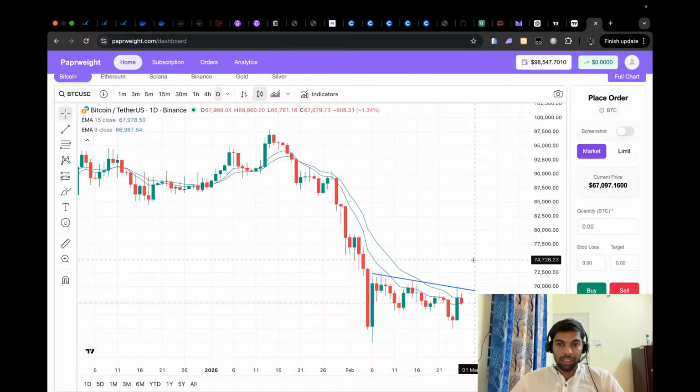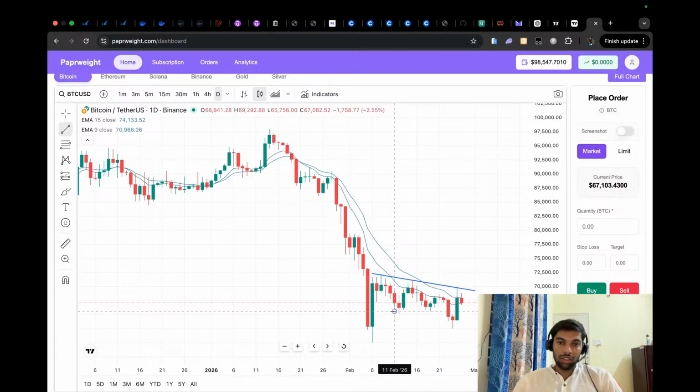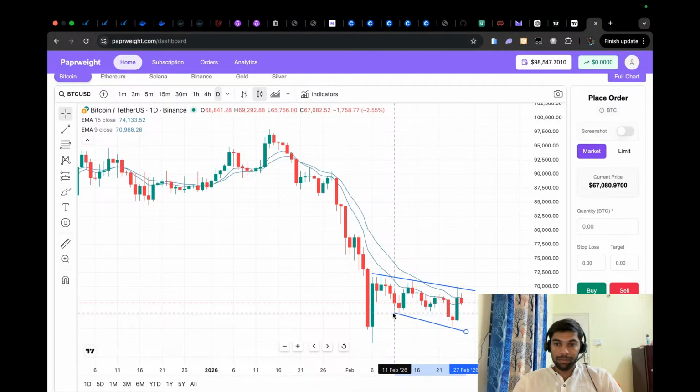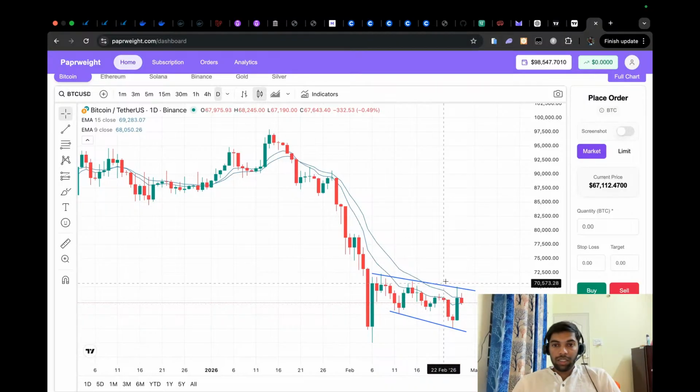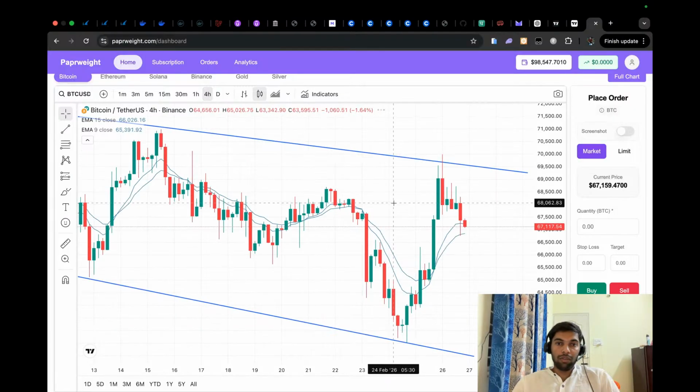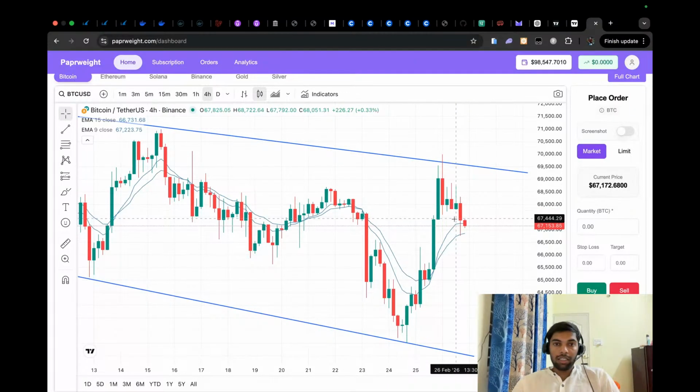So this is also the rejection line where the sellers are sitting. And as you can see, the market is in a channel in the higher time frame. Although this is not a perfect channel, you can say that the market is in a channel. Right now it is facing a rejection, so this might continue down in the daily time frame. So let's see how it is performing in the 4 hour time frame. Yeah, exactly the same thing.